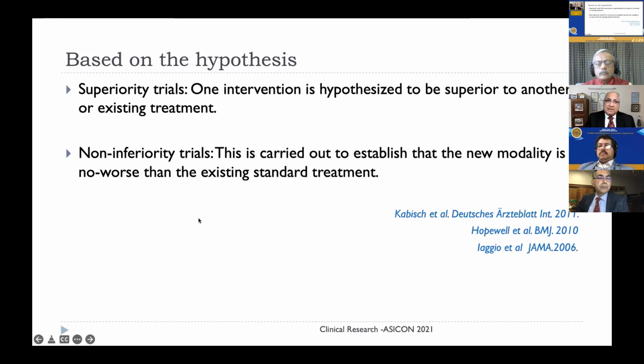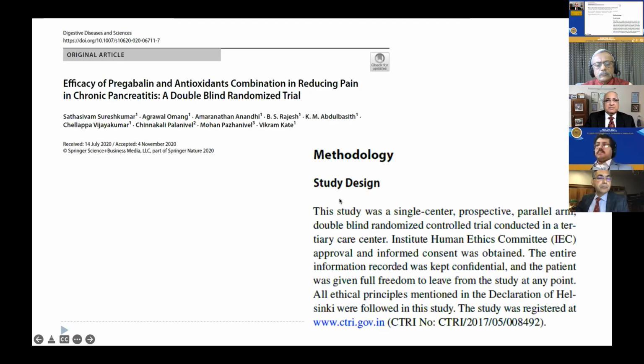But suppose in the same ERAS study, you want to compare the complications, whether in the ERAS arm we get more complications compared to the standard, then it can also be classified as a non-inferiority trial. So no worse than the existing standard treatment. This is based on the hypothesis.